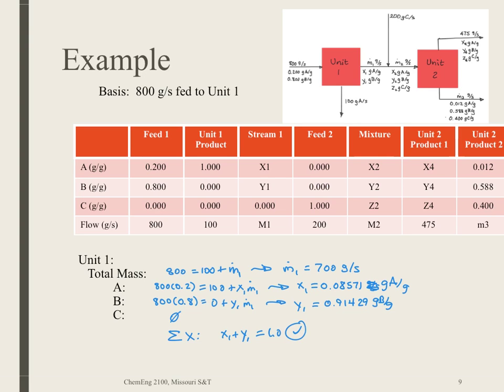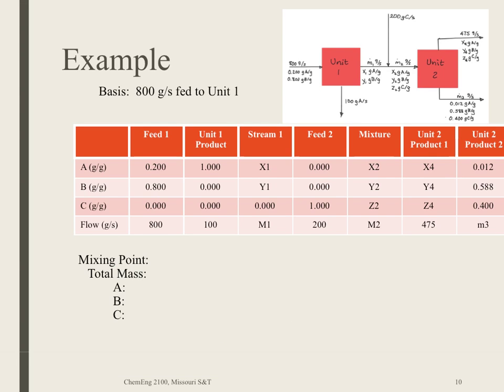Okay, what happens now if we move to these other ones? The other ones did not have a degree of freedom of 0, but I already know some of the information. So let's look at those. Let's look at the mixing point. Okay, so for the mixing point, I have M dot 1 plus 200 enters, and M dot 2 leaves. Now this would not be an easy equation to solve except for the fact that I already know M dot 1, right? I just found that M dot 1 is 700. So therefore, M dot 2 is 900 grams per second.